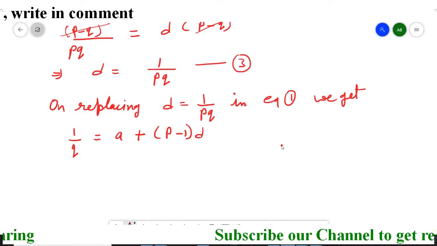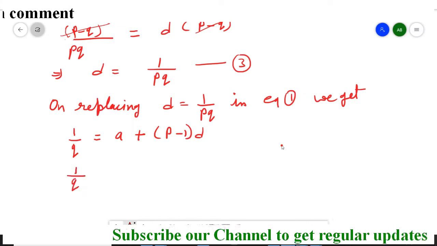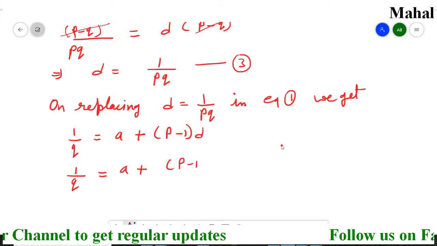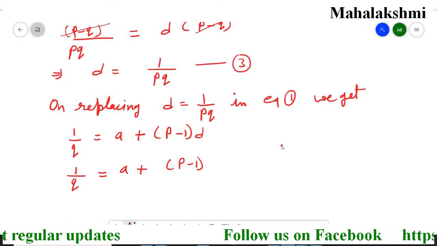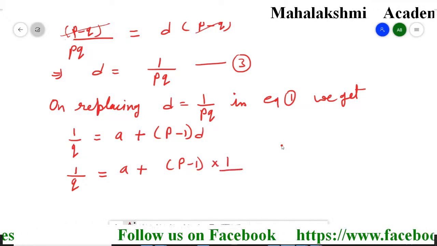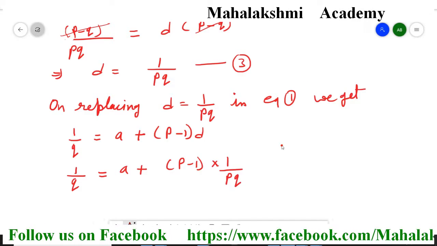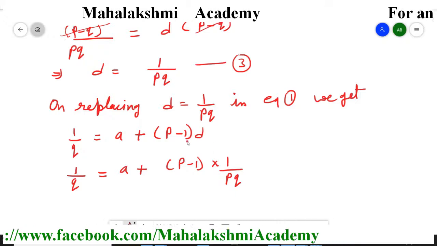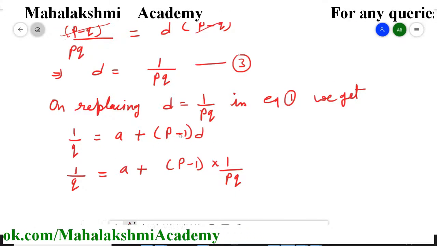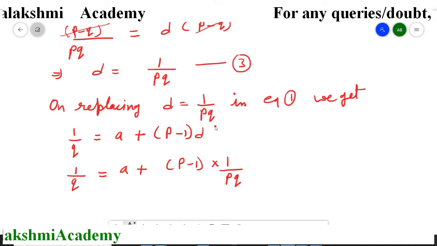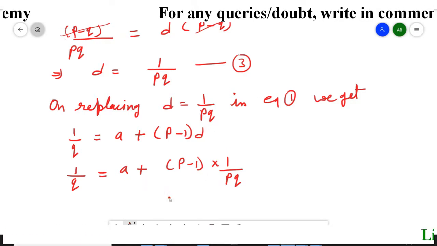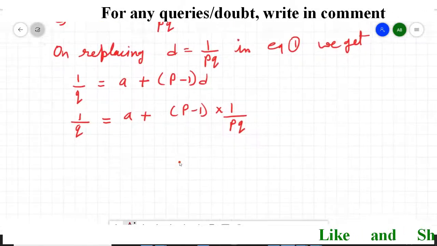Now instead of d we will replace the value. It is going to be 1 upon q equal to a plus p minus 1, and instead of d we will put its value, so it is multiplied by 1 upon pq. Now here this small bracket will open. I hope it's clear to you. Here I wrote equation 1, and instead of d I replaced the value. Now I am going to open it so that I can get the value of the first term, that is a.